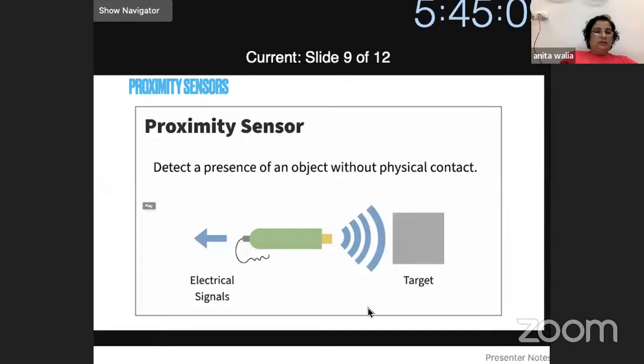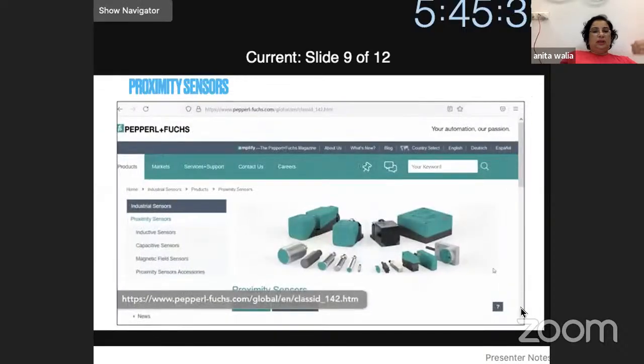In proximity sensors, what happens? Suppose this is a target and this is a sensor. The sensor is operated through an electric signal. It sends an electric signal to the target, and in turn it receives a signal and understands at what distance the particular object is. If it is under a restrictive distance, then it tells you that it is under that. Now, these are some examples.